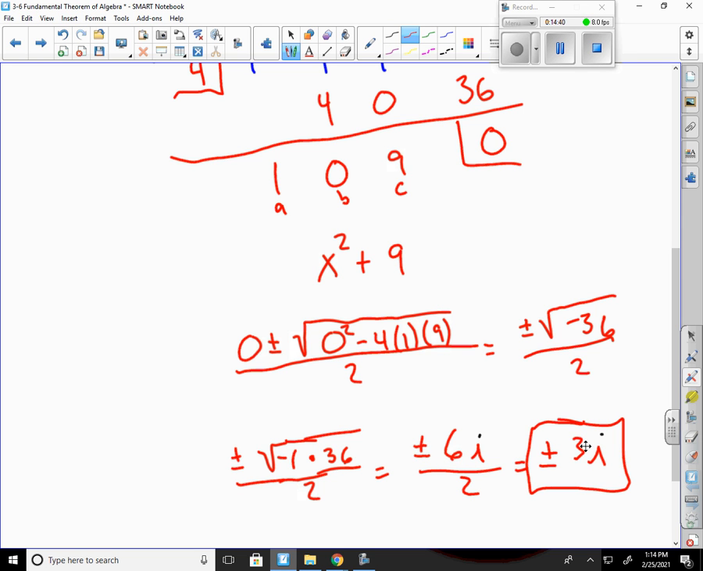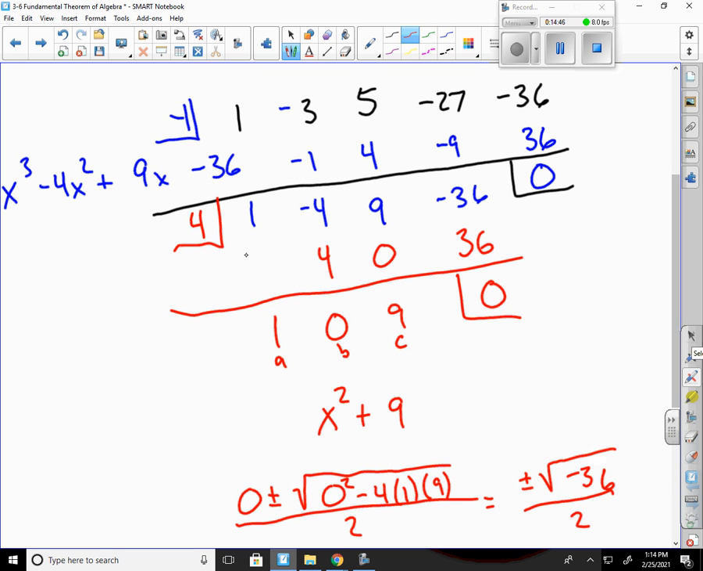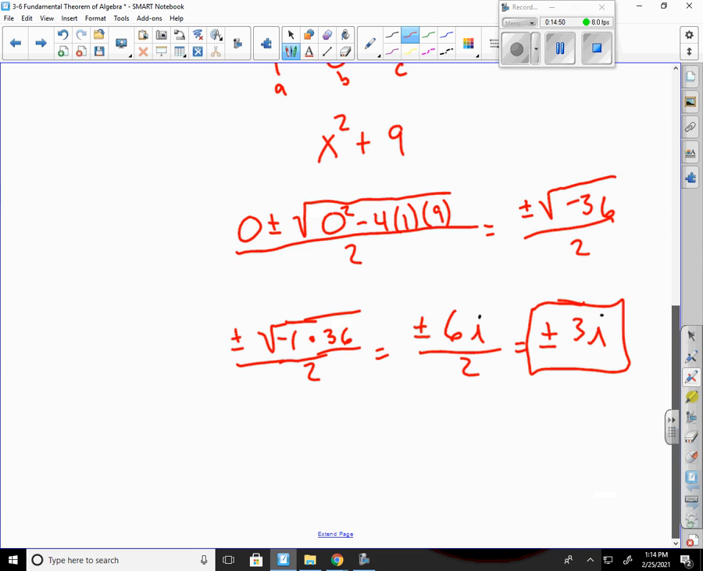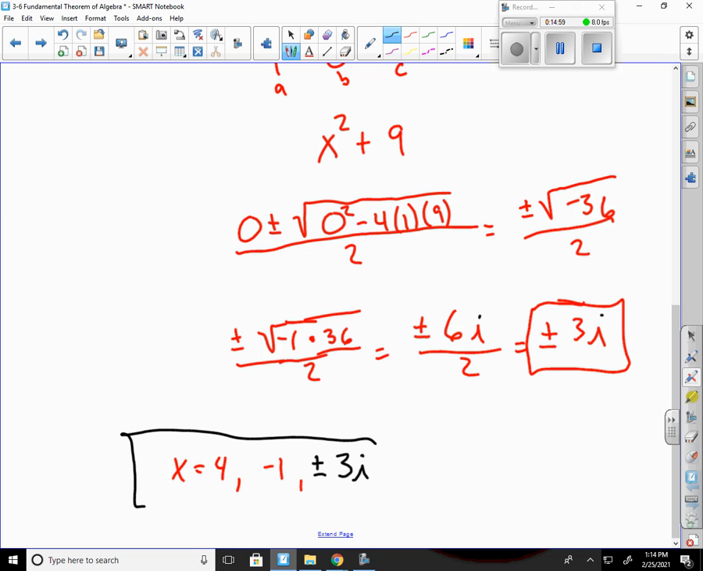Now, I have 2 roots here. I have positive 3i and negative 3i, and then I have 4 and -1. So those are all my roots. x equals 4, -1, and plus and minus 3i. That's how you should write it at the end. That way I know that there are 4 roots, and you know what those all are.